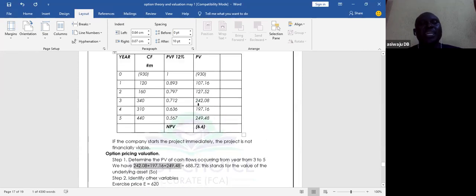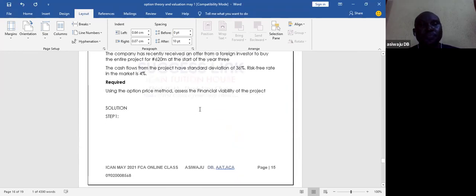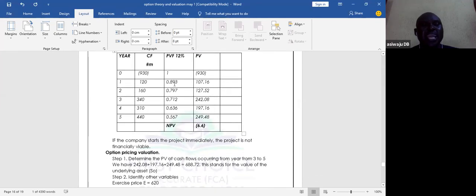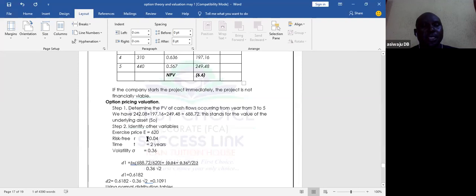Now, the price at which the foreign investor is willing to buy. It's not a must for you to sell, right? It's called the exercise price. Look at it. And we have been giving our risk-free rate as 4%. Our volatility is 36%, that is 0.36.